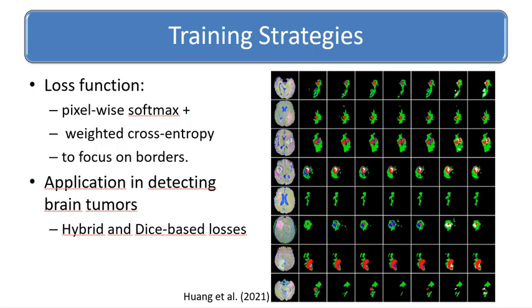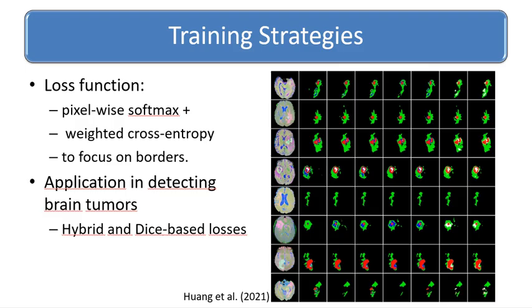Another key training strategy is the design of the loss function, especially in the context of class imbalance. In medical images, pathological regions like tumors, lesions, stroke are often much smaller than the background. If not handled properly, the model may ignore these small but clinically important areas. The UNet model uses pixel-wise softmax combined with weighted cross entropy, giving more importance to underrepresented classes and focusing on the borders of the regions.